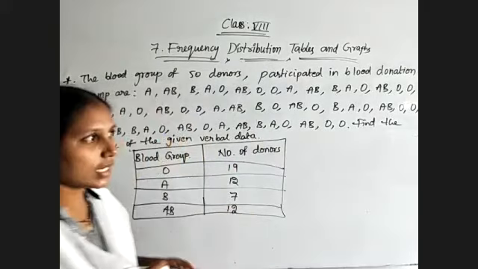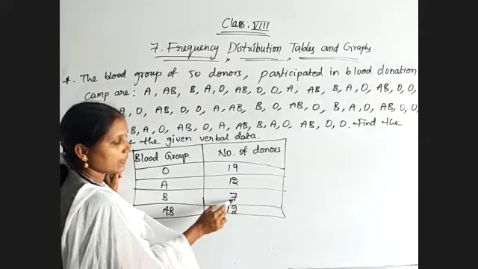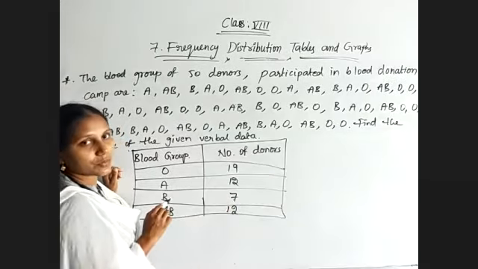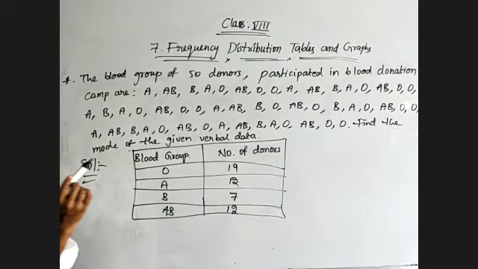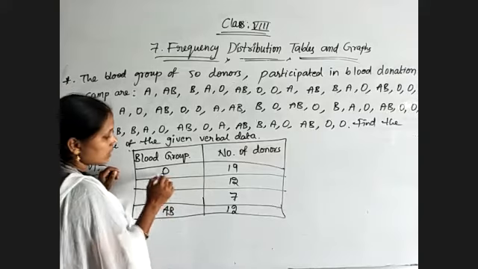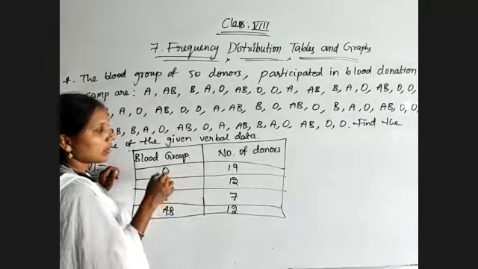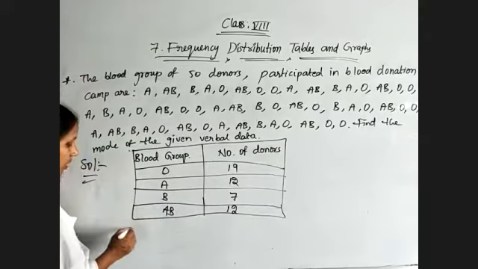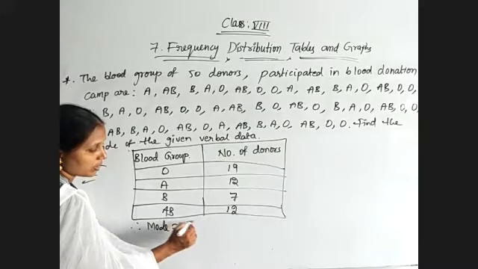Okay, let's see whether it is 50 or not. 12 plus 12, 12 plus 7 is 19, 19 plus 19 is 38, 38 plus 2 is 40, 40 plus 10 is 50. Okay, so correctly we got it. Now, which group of donors donated more? 19 people donated who have O blood group. So therefore, the mode of the data is equal to O group.